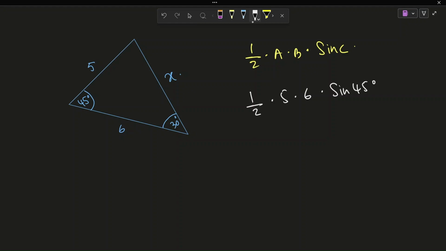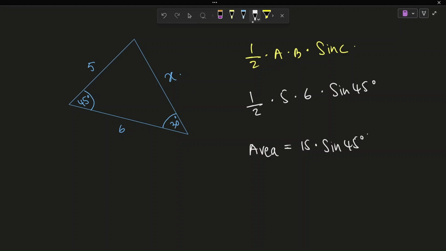Now to simplify this, 5 times 6 is 30, so half times 30 is 15, and our area is equal to 15 times sine 45 degrees. Now you can simplify this using your trigonometric values or your calculator, so I'm going to leave it like this. And that's all there is to it for the basics of trigonometry.